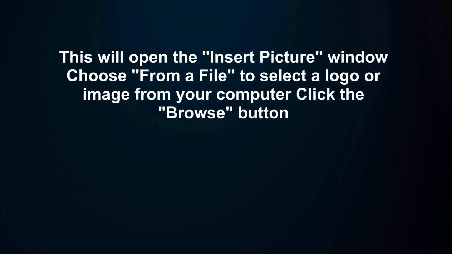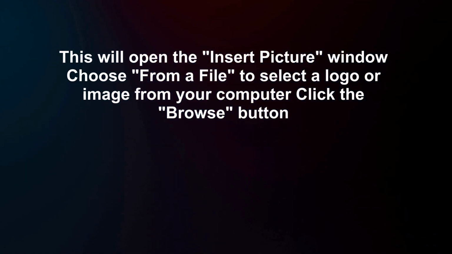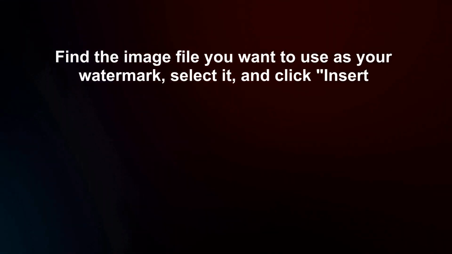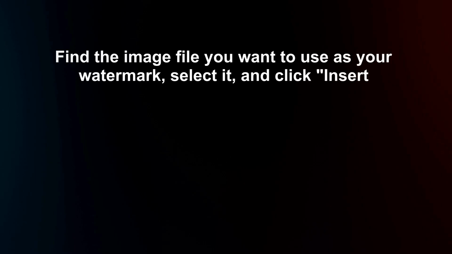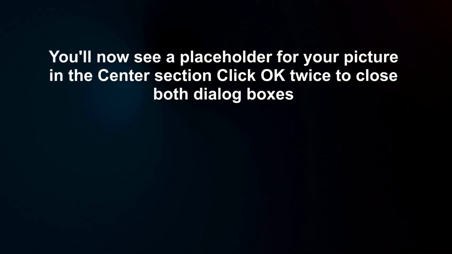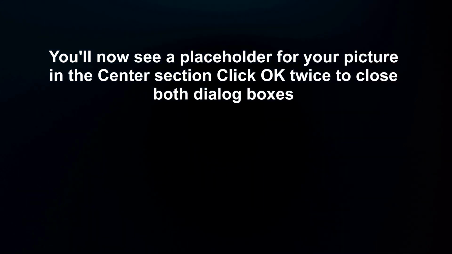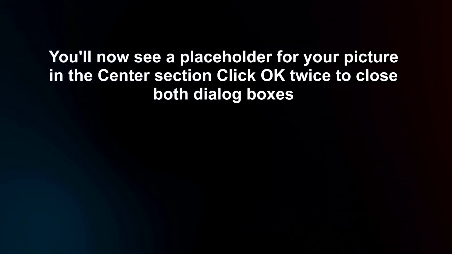Choose From a File to select a logo or image from your computer. Click the Browse button. Find the image file you want to use as your watermark, select it, and click Insert. You'll now see a placeholder for your picture in the center section. Click OK twice to close both dialog boxes.